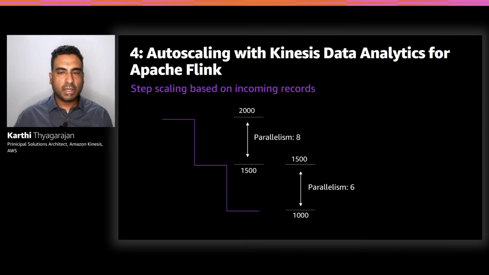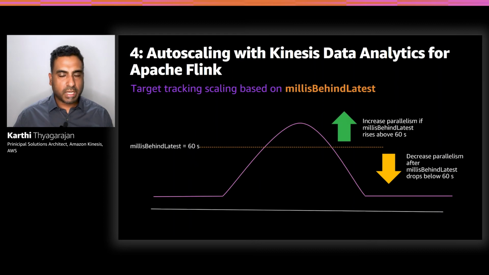Next up is a target tracking autoscaling policy. What this lets us do is, based on our behindedness metric, we set up a threshold. We want our behindedness metric to be no more than 60 seconds. So if that behindedness metric goes above 60 seconds, then we will provision more consumption resources, more Kinesis processing units. And this is something that we can encode in the target tracking autoscaling policy.